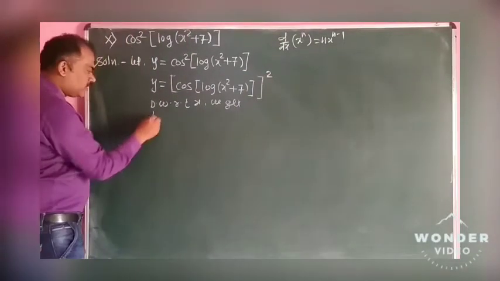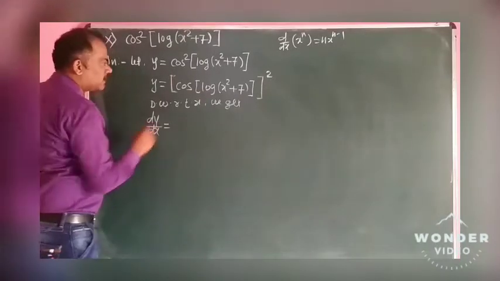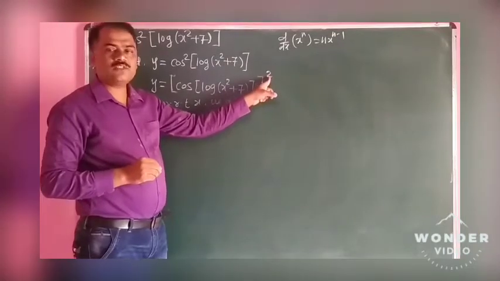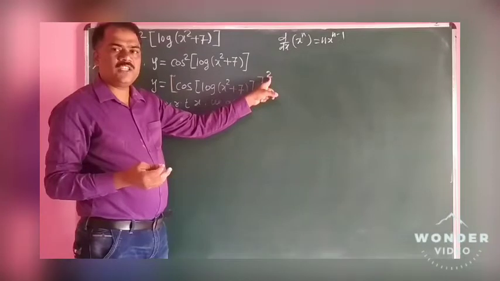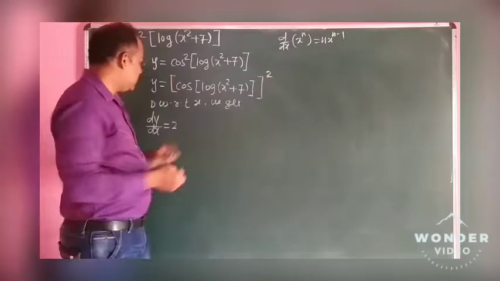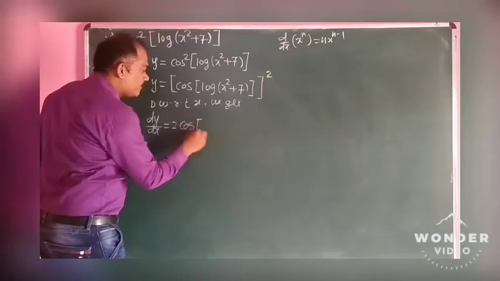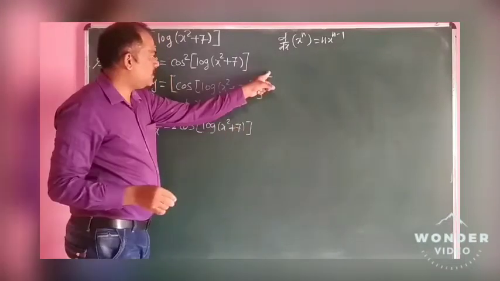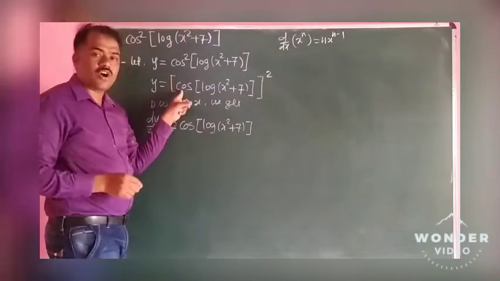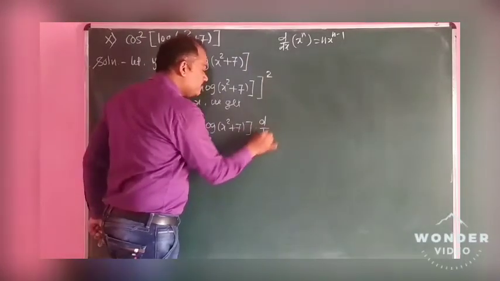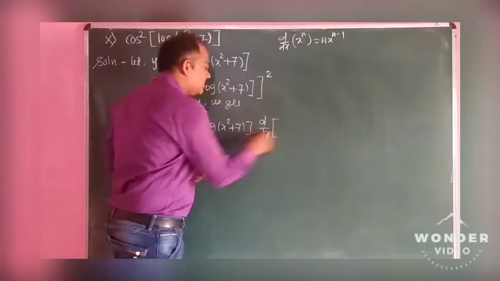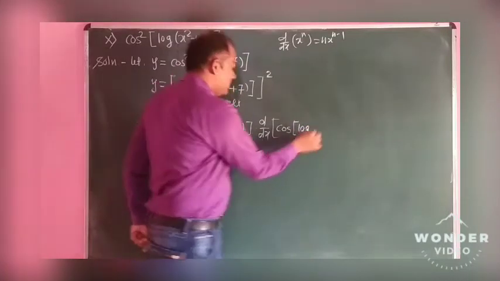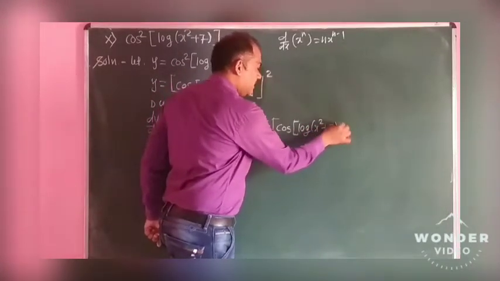Derivative of y with respect to x is dy by dx. We take this power as it is, 2, and from this power we have to minus 1. That is 2 minus 1 is 1, and when the power is 1, we do not write the power 1. So we can write 2 times cos of log of x square plus 7. After that, we have to take the derivative of this cos, that is d dx of cos of log of x square plus 7.